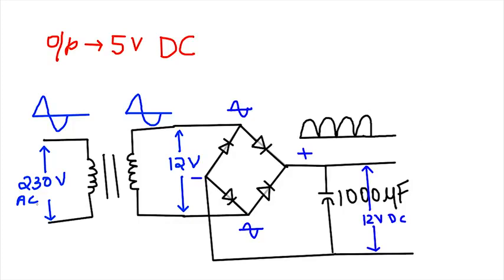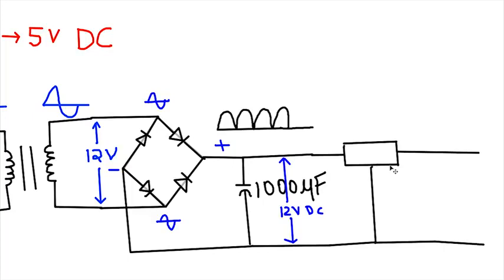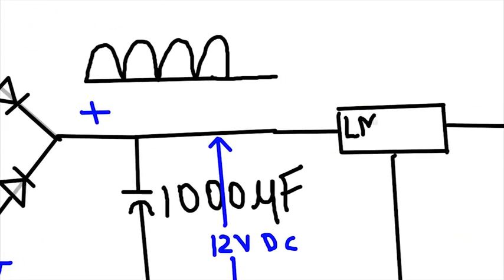We are not done yet. Our aim was to get a 5 volt output. For this we need a voltage regulator placed at this 12 volt output. Let's use an LM7805 voltage regulator.